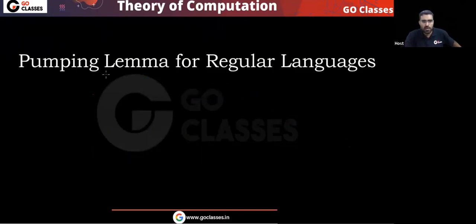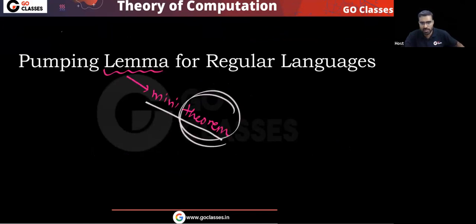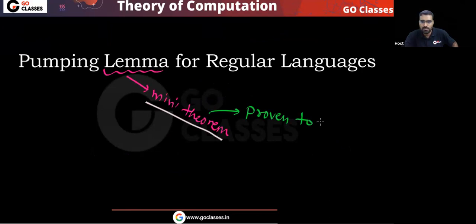Let me tell you, what is a lemma? A lemma is a theorem. I can say it is a mini theorem. Theorem means you need to prove it. A theorem is proven to be true. So remember, we have to prove this pumping lemma.